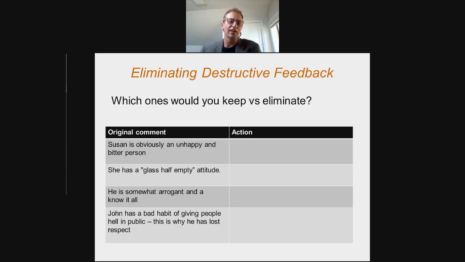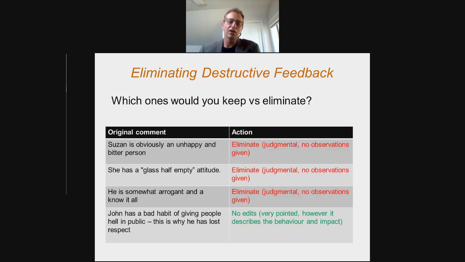He is somewhat arrogant and a know-it-all, very judgmental. But if you look at the fourth comment, John has a bad habit of giving people hell in public. This is why he has lost respect. That's difficult to take, but it's actually observable, and it's probably going to help John. He needs to know this. I would leave that comment in. So that would be my action on what to do with those comments when highlighted in a 360 report. If anyone disagrees, let me know. Hopefully that makes sense, and hopefully that answers some of your question on how to avoid very negative feedback.